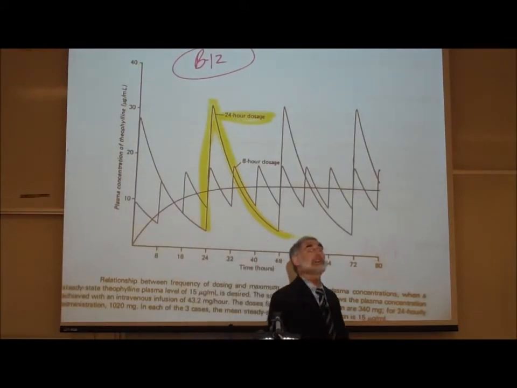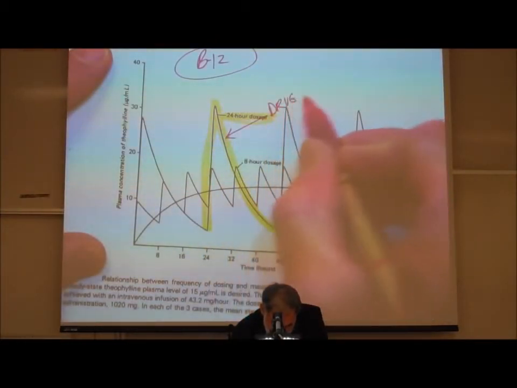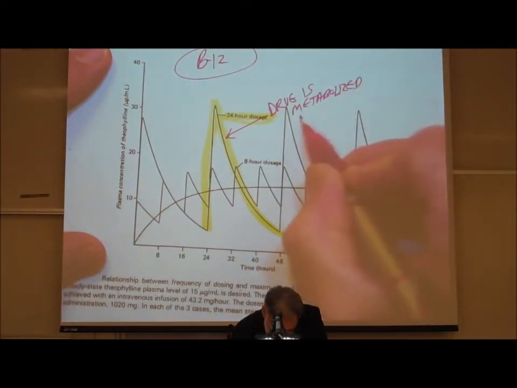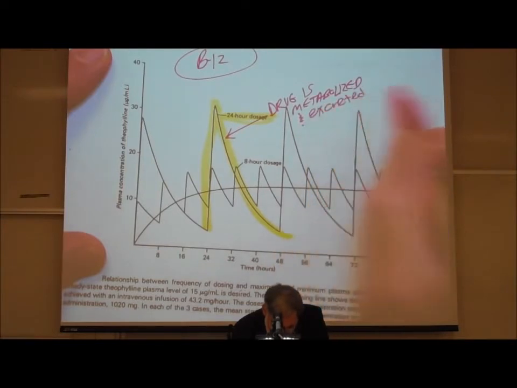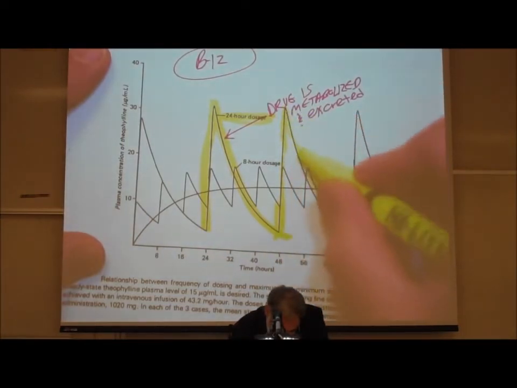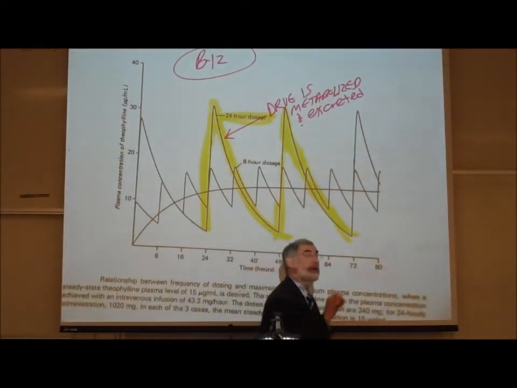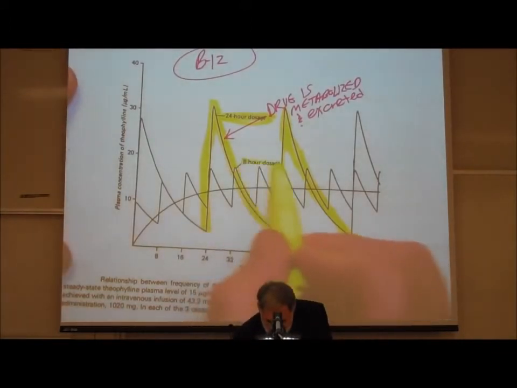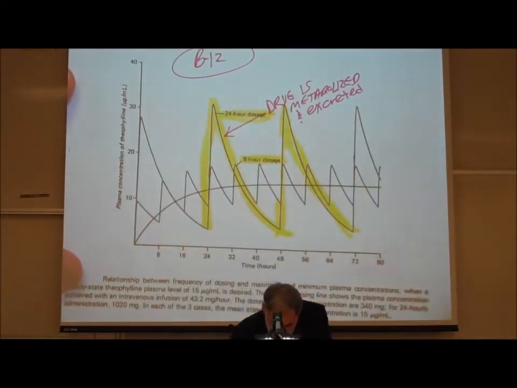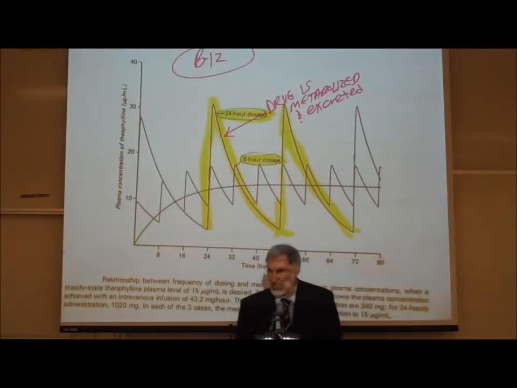Why does it go down? Because the drug's being metabolized and excreted. Right? The drug is metabolized and excreted. So the level goes down. And then you take another pill after one day, and that raises the level, and then it goes down again. So what if you took a smaller amount of the drug more frequently? So here it's showing 8-hour dosage. So instead of taking the drug once a day, 24-hour dosage, let's consider taking the drug every 8 hours. So that's 3 times a day.